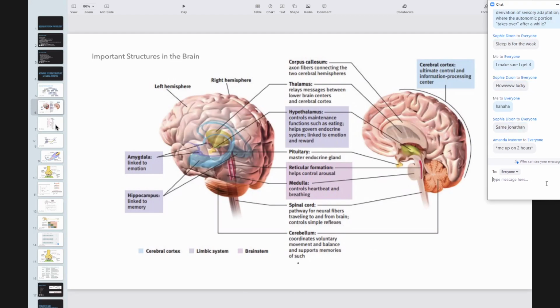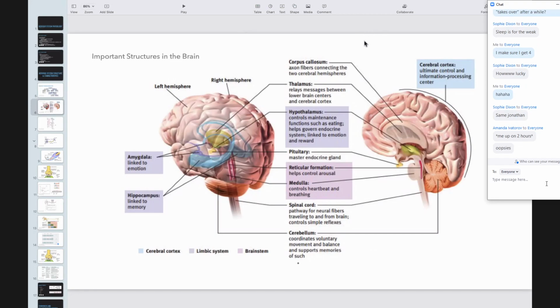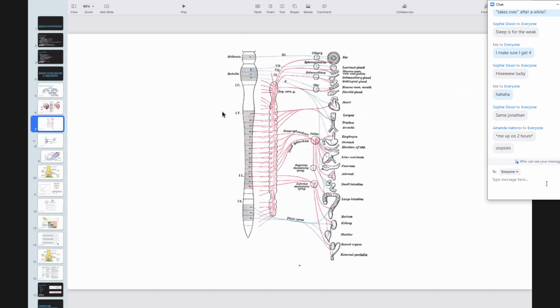All right, let's keep going forward. Let's clear off the annotations. We might go longer, and I apologize.